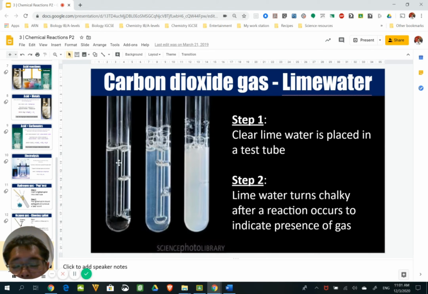You place it in a test tube. One of the easier ways is to actually blow out, because when you blow it out, you will release carbon dioxide. Remember, as human beings, you take in oxygen and you release carbon dioxide. So when carbon dioxide is released, you will be able to channel it into the test tube with the lime water. And notice that the lime water will turn chalky because that indicates that carbon dioxide gas is present.